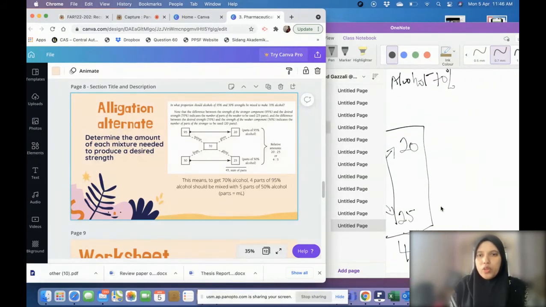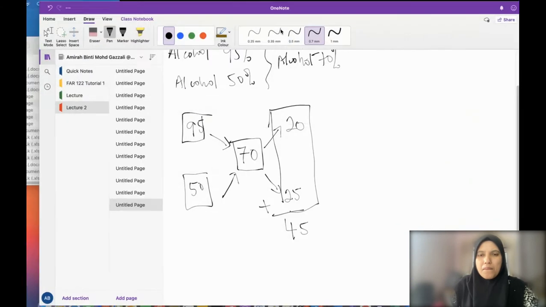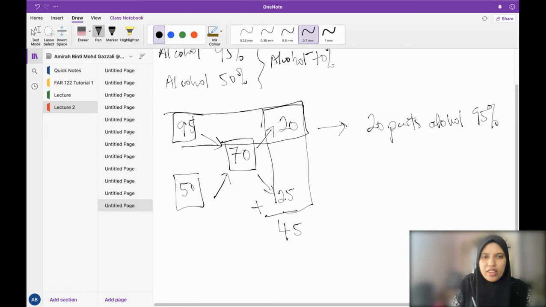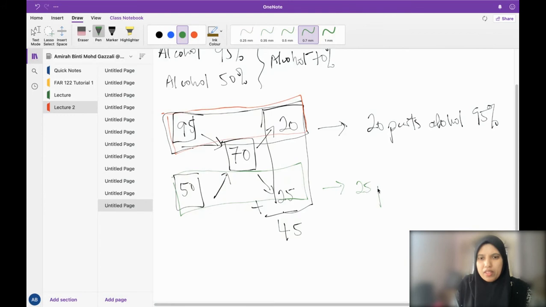It means that from here you would know that in order to produce alcohol 70%, you would need 20 parts of alcohol 95%. Okay, the 20 parts is for alcohol 95, and 25 parts of alcohol 50% would be needed. So it means that 20 to 25 parts, 4 to 5 parts.